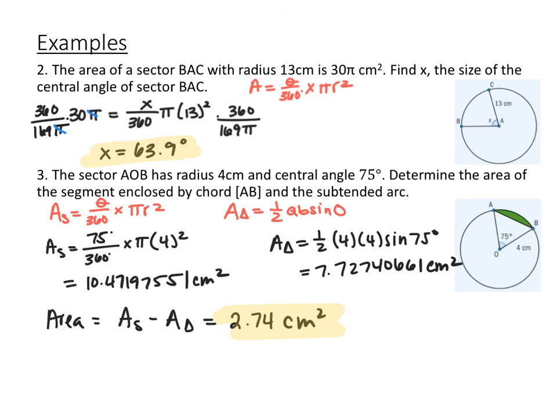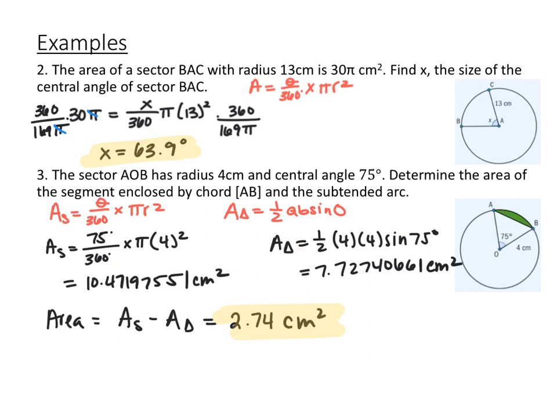So for this last one, if you look at the shaded area, it's the part of the sector that's not inside the triangle. So I found the area of the whole sector and the area of the triangle and subtracted them. So the area of the sector is theta over 360 times pi r squared, where your central angle is 75 degrees and your radius is 4. So you get the area of the sector to be 10.5.